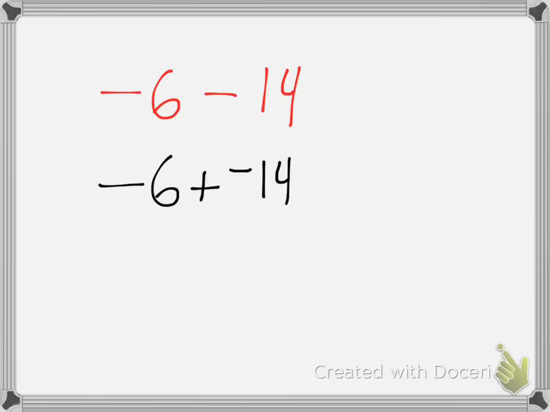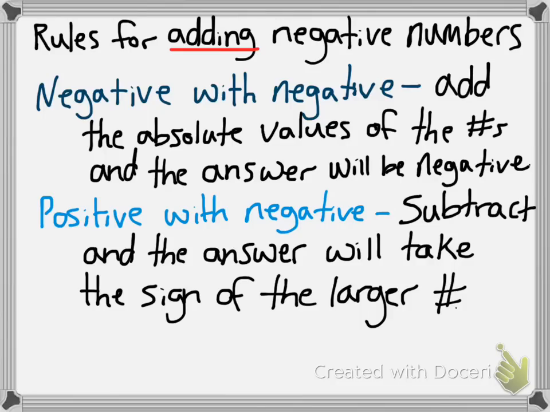So I'm changing the sign of the second number. I changed it to addition, changed the sign of the second number. Now, if I look over at my rules for adding, I see that when I'm adding a negative with a negative, I add the absolute values of the numbers, and the answer will be negative.